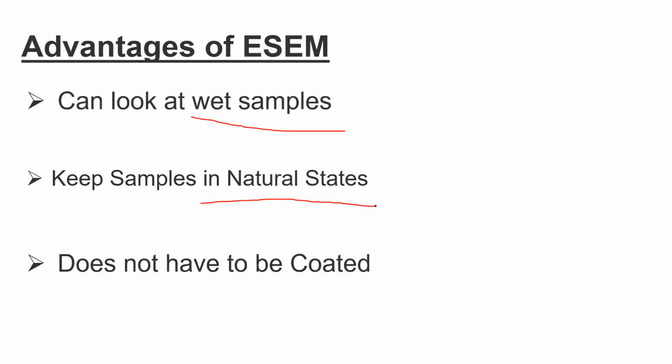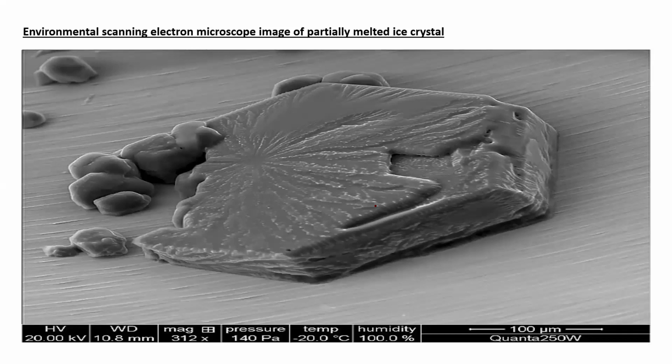This is an eSEM image of a partially melted ice crystal. So the eSEM is great for imaging these types of wet samples. All are wet. Even the bacteria is wet. Virus is wet. So for wet samples, we have to go with this environmental SEM, but this also has one disadvantage.